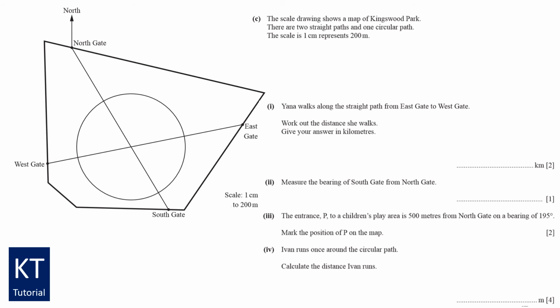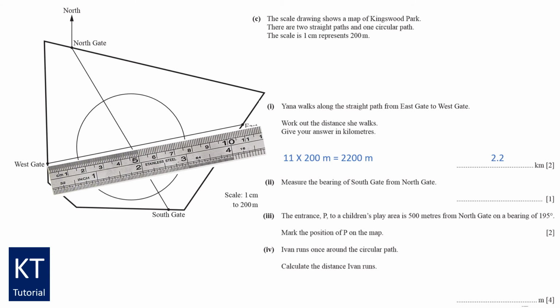Question 1c. The scale drawing shows a map of Kingswood Park. There are two straight paths and one circular path. The scale is 1 cm representing 200 meters. Yenna walks along the straight path from East Gate to West Gate. Work out the distance she walks. Give your answer in kilometers. With the measurement coming to 11 cm, one needs to times by 200 according to scale. This comes to 2,200 meters or 2.2 kilometers.